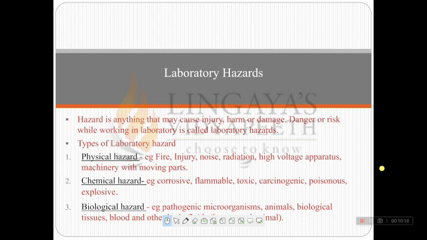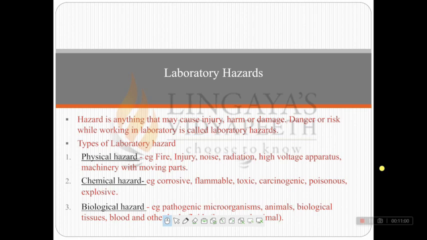So chemical hazard is the kind of hazard which occurs due to the misuse, abusive use, or mishandling of chemicals. The chemicals may be corrosive, flammable, toxic, carcinogenic, poisonous, or explosive. These kinds of chemicals are capable of causing damage and injury to the person, or the body part of the person on which they have been spilled. So the chemicals must be handled in the laboratory very carefully.